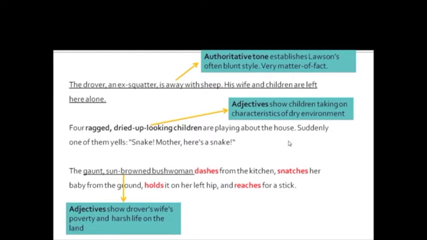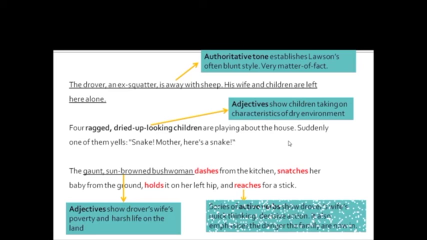Okay, but the pace changes here when we see those active verbs. They are shown in red, and they show the drover's wife is quite quick thinking here. She has children in the presence of a snake, and there is a very real sense of danger here. And this is presented through those use of active verbs.